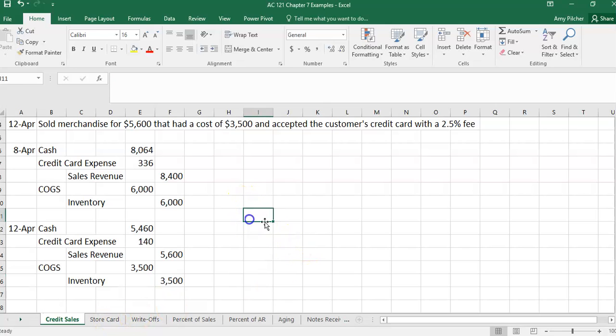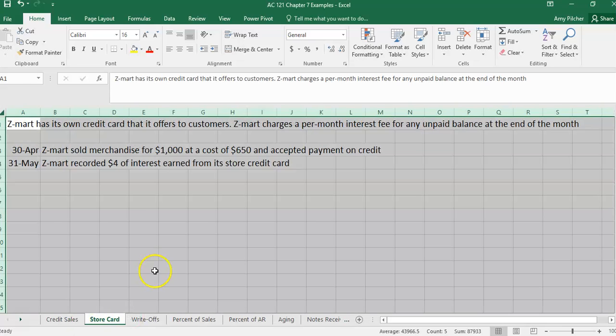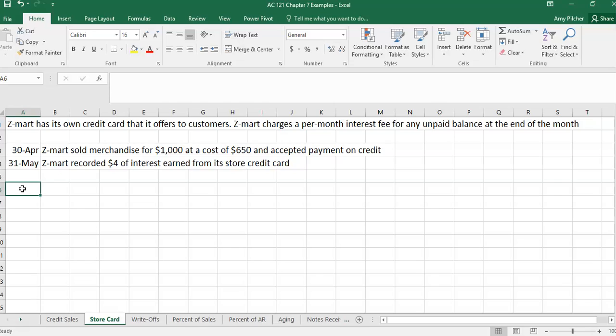And that is if customers are paying with a credit card that comes from Visa, MasterCard, American Express, or a bank card. If we provide the credit card, so we have a store card, then we just record that as an accounts receivable. That customer is going to pay us money.